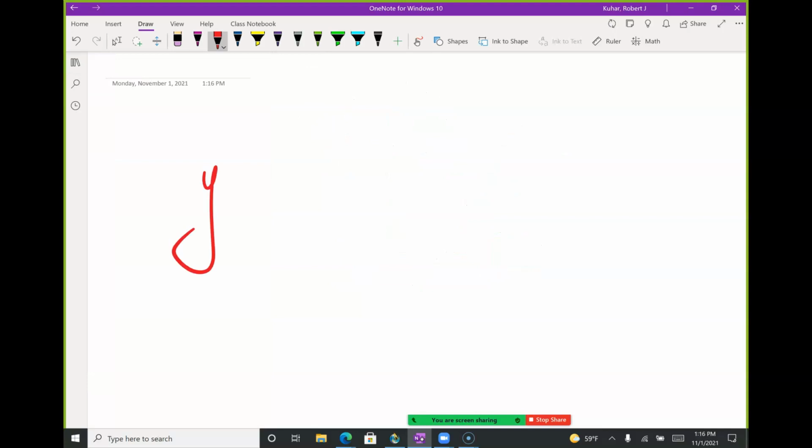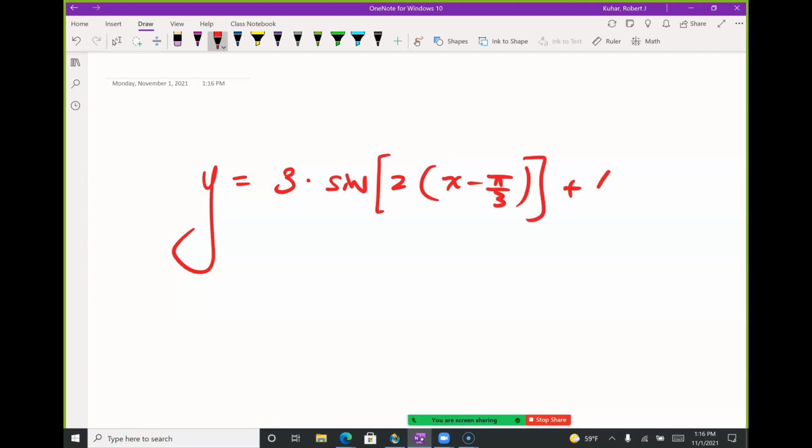Okay. So y equals 3 times the sine of 2 times (x minus pi over 3), all plus 1. So I have everything except for a minus in front. I've got a positive in front. So I'm going to draw the mother, draw the reflection, draw the amplitude, draw the frequency, draw the phase shift, draw the midline. I'm doing everything in order.